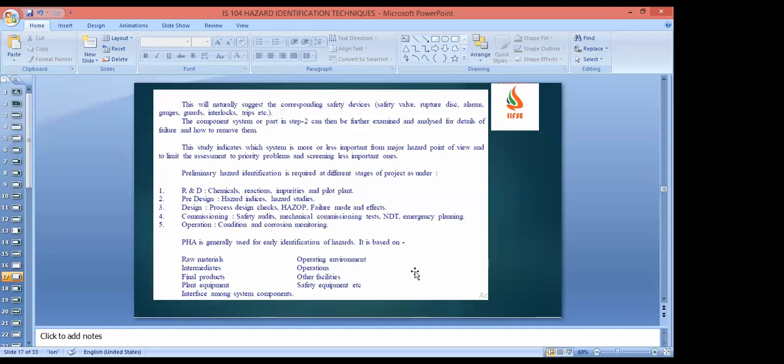This PHE is generally used for the early identification of hazards based on raw material, intermediates, final products, plant equipment, interface among these components, operating equipment, operations, and other facilities, and also safety equipment which are required. Can be used for early identification of hazards in each activity.